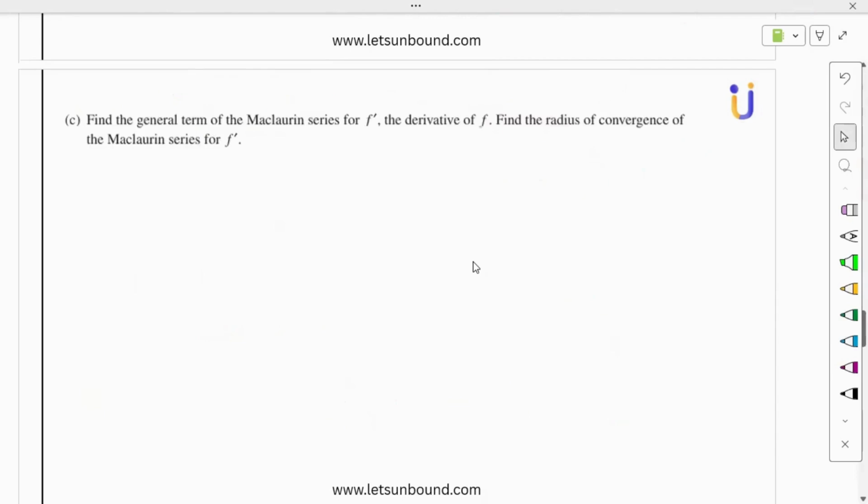And moving to C. The general term of the Maclaurin series for f dash, the derivative of f, we need to find it. Find the radius of convergence of the series for f dash. It's very simple differentiation. So what is your f of x? The given Maclaurin series, which is sigma n is 1 to infinity, n plus 1, x power n by n square 6 power n. You start differentiating with respect to x.